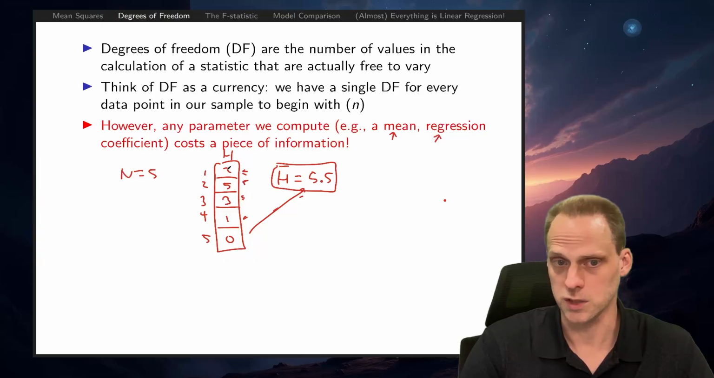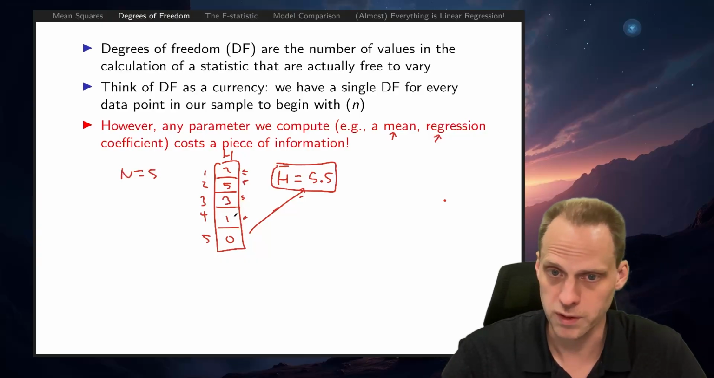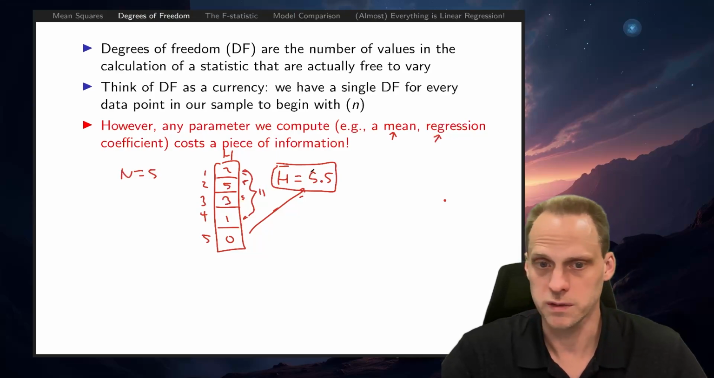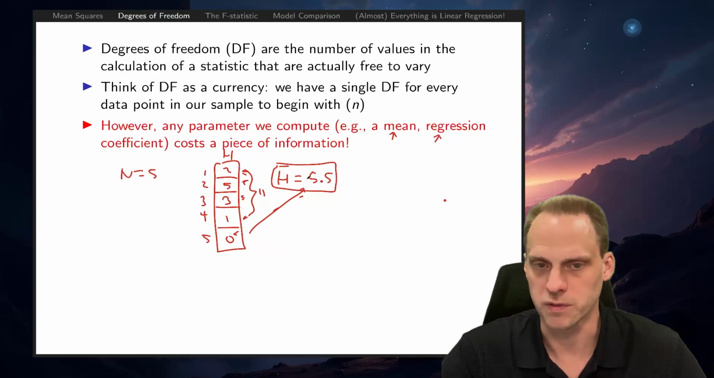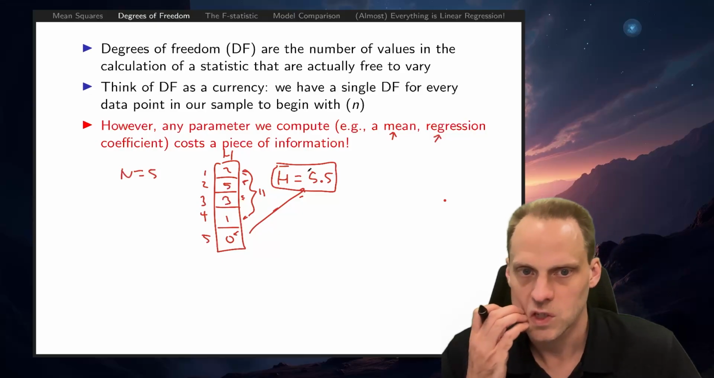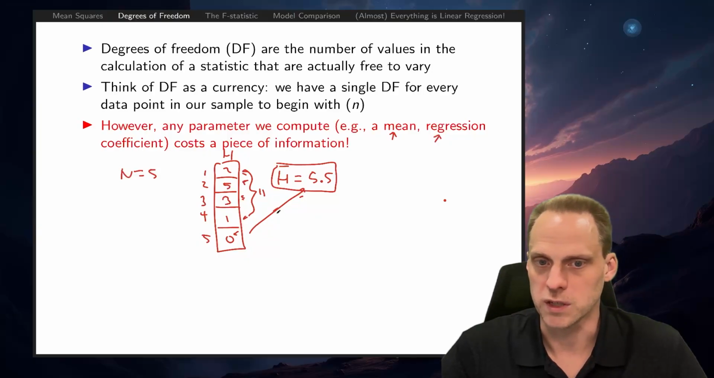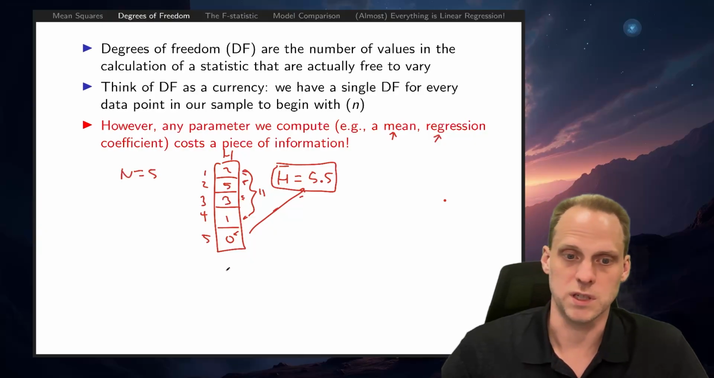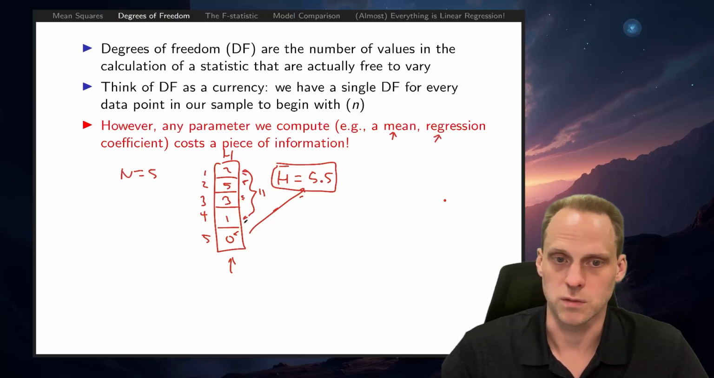So if I know this is 2 plus 5 is 7 plus 3 is 10 plus 1 is 11, so I know the first 4 scores sum to 11. And I know that the mean is 5.5. I know that this one must be a 0, because otherwise the mean would not be 5.5. So it's not like we get more information by calculating the mean. Actually, calculating the mean costs us a piece of information, which means that this factor, if you include the mean as known, has less information.